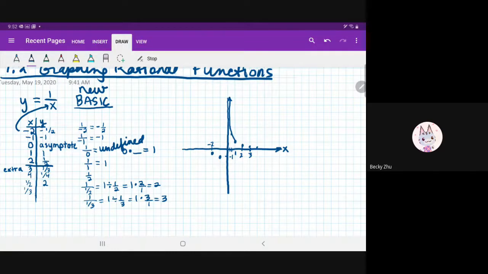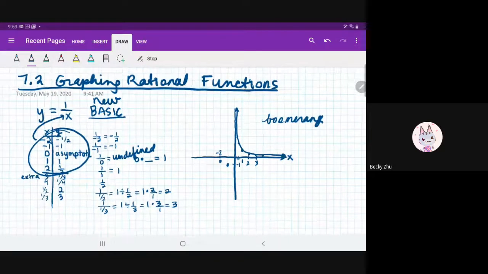Oops, somehow I erased this part. One of my algebra 2 classes called this the boomerang. So they called this one the boomerang. Now, if we memorize what the picture looks like, we'll still only need to graph our main points. So that's going to be our plan. We're not going to graph all the points all the time.